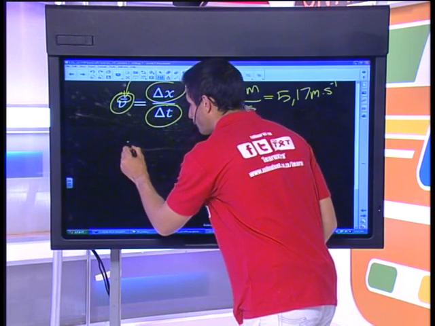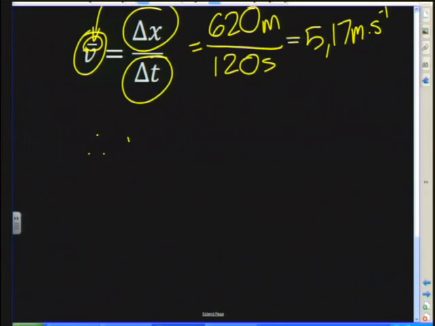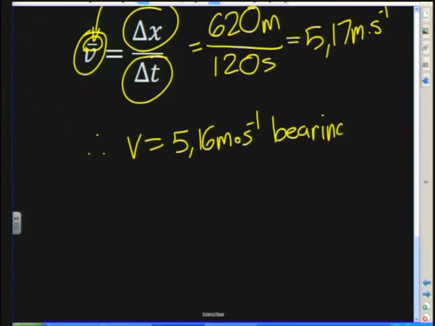So I say, therefore, v is equal to 5.16 meters per second. And lucky for us, we worked out the direction a little bit earlier. So we can say bearing of 130 degrees. And there we go. We've got our final answer over there. So there's my final velocity. It's got a magnitude and it's got a direction.